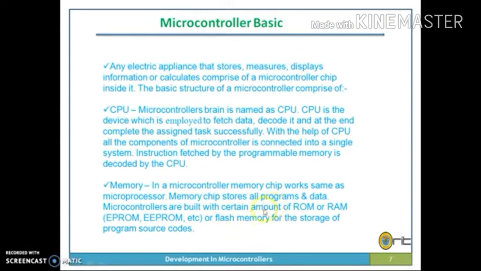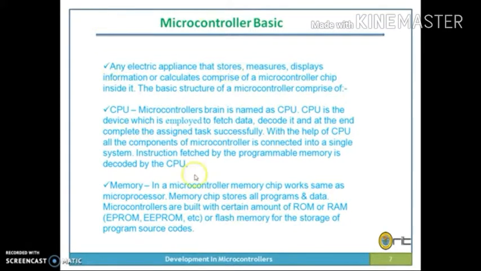I would like to tell you the basic components of a microcontroller. A microcontroller contains CPU, memory, input-output ports, etc. I'll start with the CPU. Everyone knows the CPU is the brain of a computer. Similarly, the microcontroller's brain is named the CPU. The CPU is the device which is employed to fetch data, decode, and execute it, in order to complete the task.